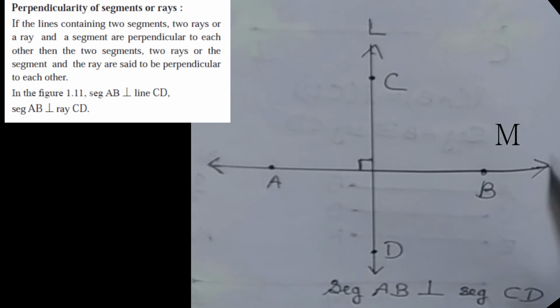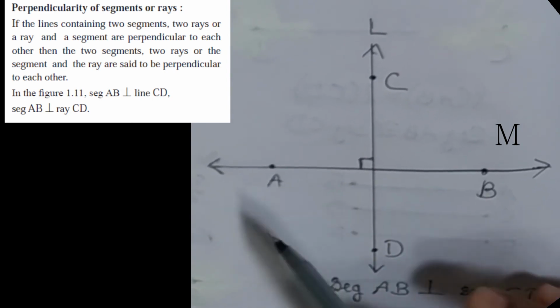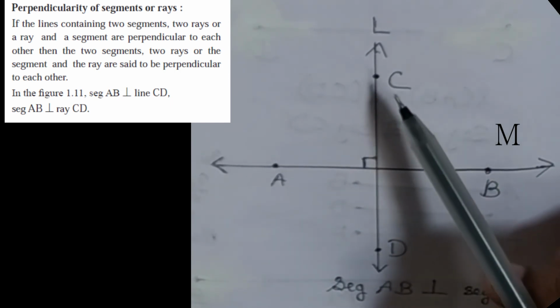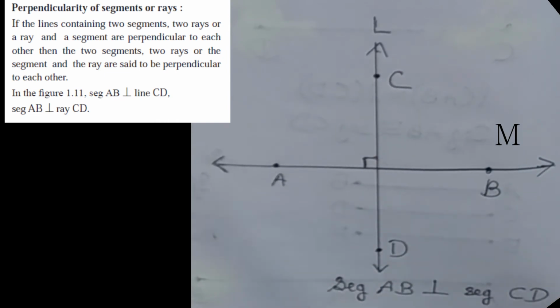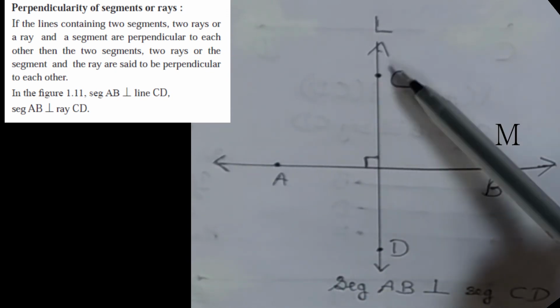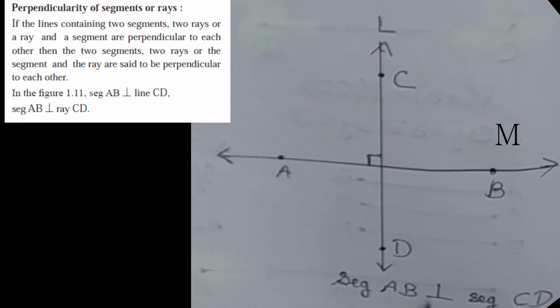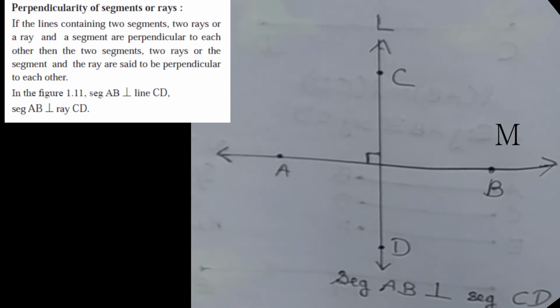So here line M contains segment AB and line L contains segment CD, right? So M is perpendicular to line L. So here it means segment AB is perpendicular to segment CD. Perpendicular means it is making an angle of 90 degrees. And how do we write this symbol? See, this is the symbol for perpendicular. We say that segment AB is perpendicular to segment CD.